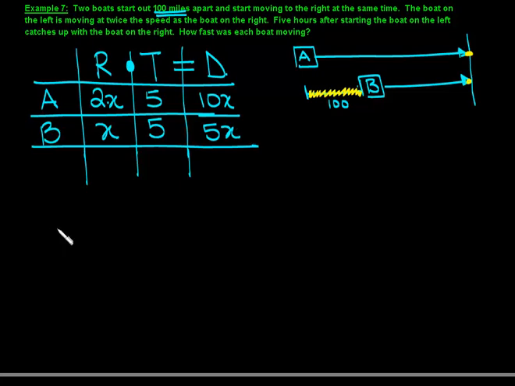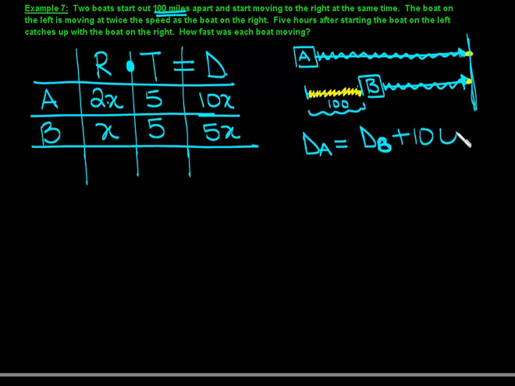So let's do that. Well, let's take a look at what we have. Eventually when they catch up, what can you tell me about their distances? Okay, you can say that the distance that boat A traveled, that's this distance, would equal the distance that boat B traveled plus this extra 100 miles that they were apart to begin with. So we know that the distance that boat A traveled should equal the distance that boat B traveled plus 100.